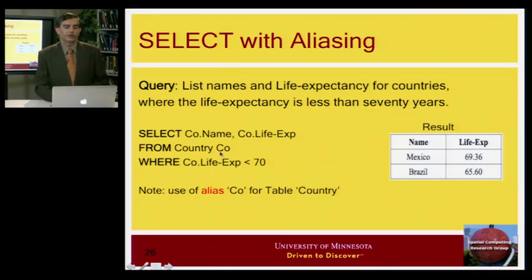saying CO, which is an alias for country, and in the from clause we have specified this new name or short name for country. So we are asking for only those rows where life expectancy is less than 70. And now notice in the select clause, we did not use a star, but instead we listed two specific columns.